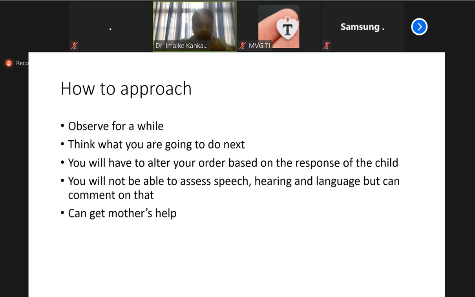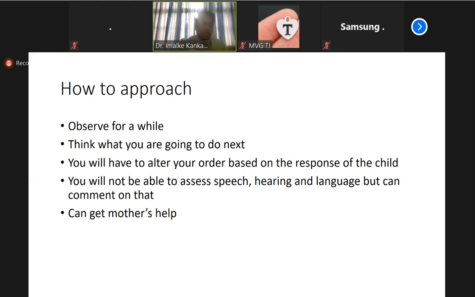Now you will have to alter your order based on the response of the child, right? Don't think that you are going to do gross motor first, fine motor second, social behavioral third. There's nothing like that in the assessment. But when it comes to presentation, it's very important to present your findings in that order.